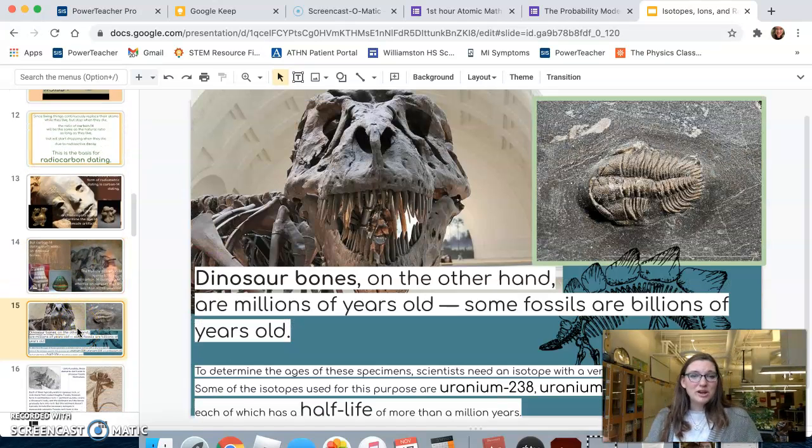So dinosaur bones are millions of years old, from about 60 million years to 200 and something million years old. Some fossils are billions of years old. We have this trilobite that could be about 1 billion years old. Some of the oldest rocks on the planet are 4 to 5 billion years old. So to determine the ages of these specimens, scientists need an isotope with a very long half-life. Some of the isotopes used for this purpose are uranium-238, uranium-235, and potassium-40, each of which has a half-life of more than 1 million years.